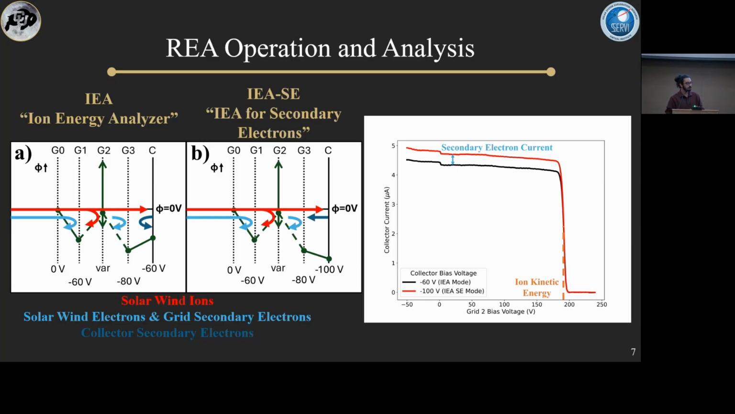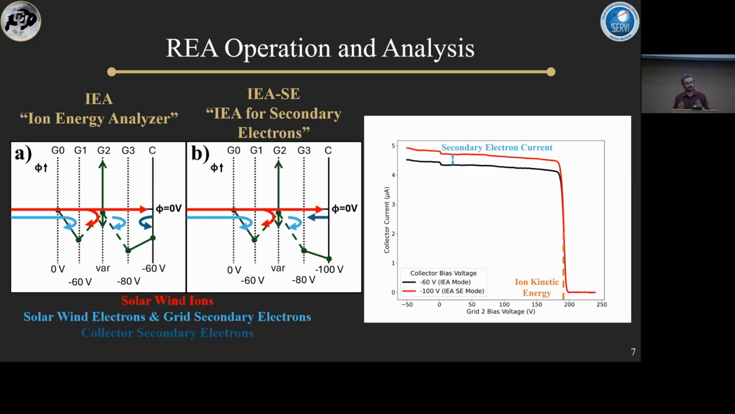In both of the modes that I'm showing here, the 0th grid is grounded to allow all the charge populations through. The first grid acts as the electron repelling grid, deflecting all the solar wind electrons away. The second grid acts as an ion filtering grid. It's swept from a low bias voltage up to above the ion energy, and only ions above that bias voltage are able to pass through.